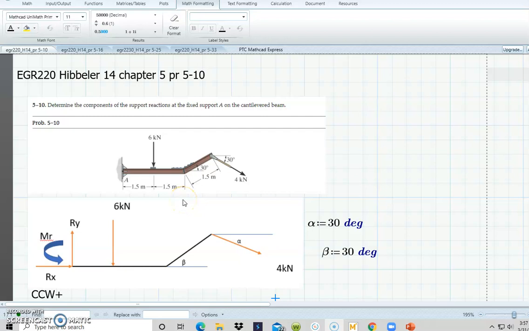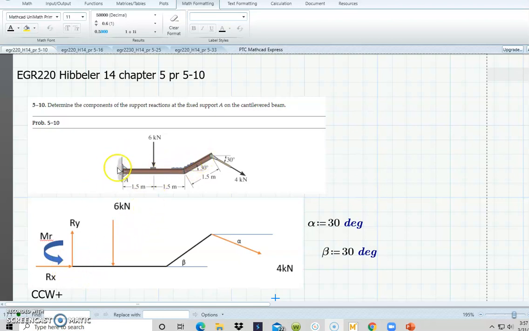Now let's do problem 510 from chapter 5. It's got a cantilever beam. And so what I want to do is draw my free body diagram. The black line is my beam, and then everything's measured roughly along the center of the beam.